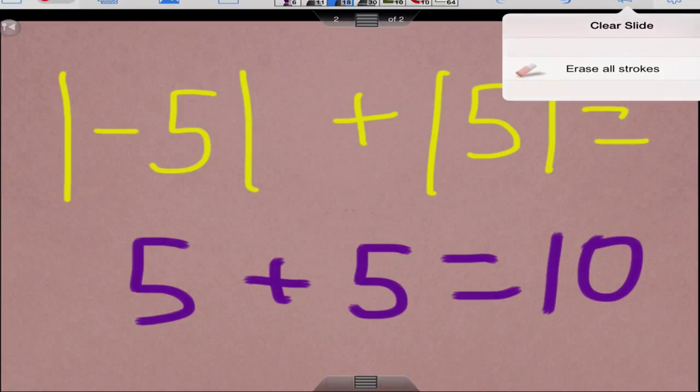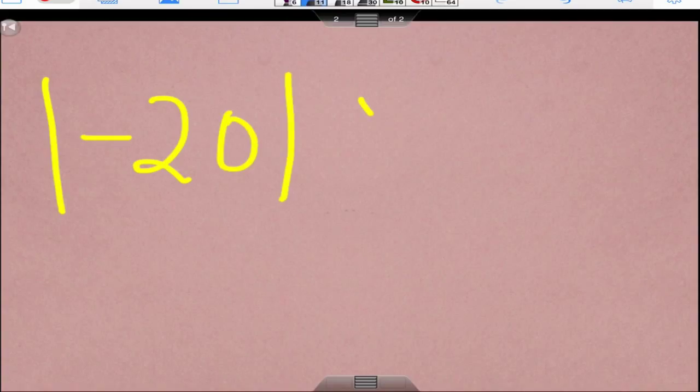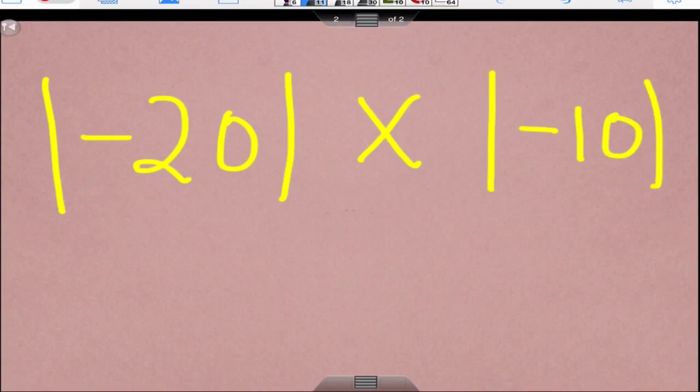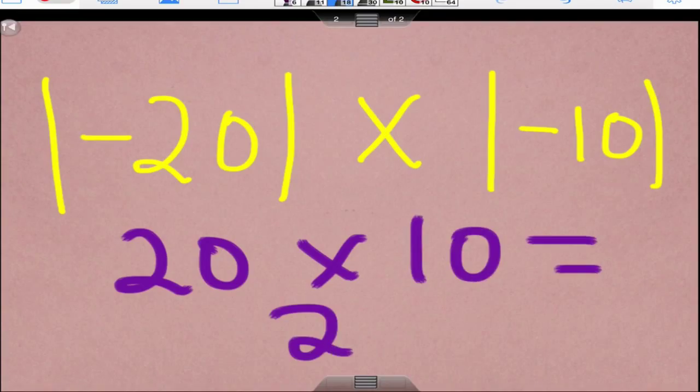So if I had, we could do multiplication, division too. So if I had the absolute value of negative 20 times the absolute value of negative 10, the answer is going to be absolute value of negative 20 is 20, times absolute value of negative 10 is 10. So the answer is 200.